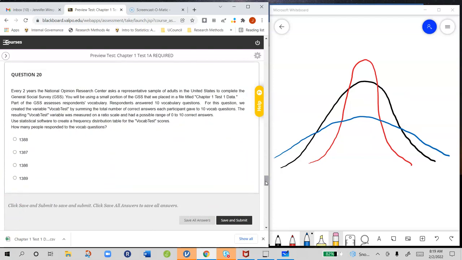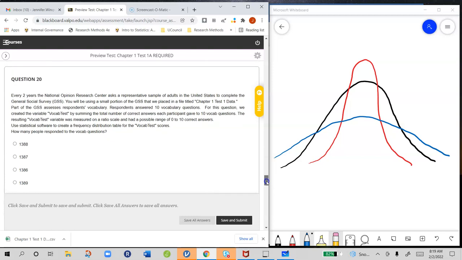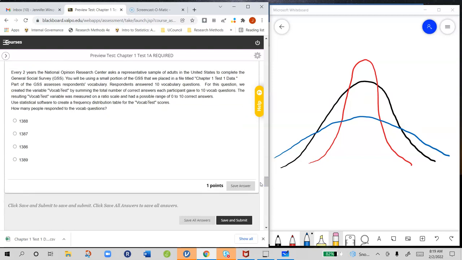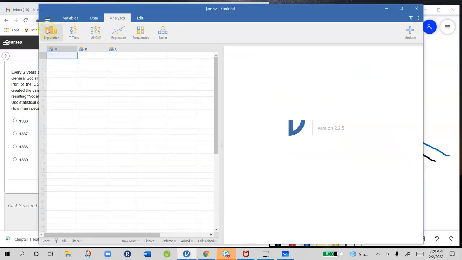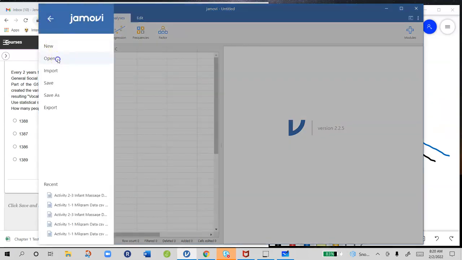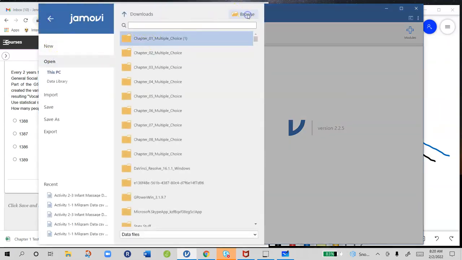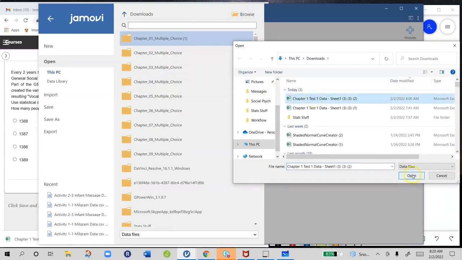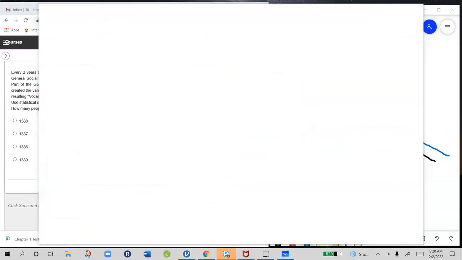Number 20. Okay, so starting with number 20, we're going to be analyzing data that you're going to need to download and enter into Jamovi, which is what we're using this semester, but you could do this really with any software package. What we're looking at here is people's answers on a vocabulary test. They're asked 10 vocabulary questions, and we want to know the number that they got correct. So I'm going to open this up in Jamovi. Open my data file, and I have it just saved to my downloads folder. You're going to have to find where yours is downloaded.